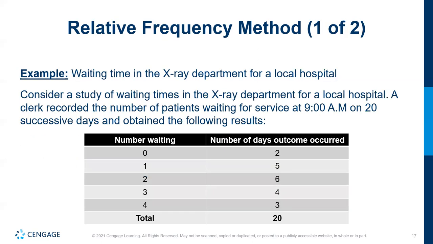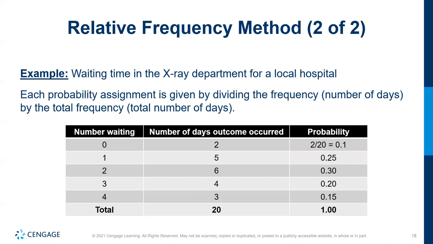Okay. The relative frequency method. So here's the waiting time in the x-ray department for a local hospital. They do a study, and they notice that for 2 days during the 20-day study, 0 people were waiting. For 5 days during the study, 1 person was waiting, etc. So now they would make some estimate saying, okay, well, 2 out of 20. So there's about a 10% probability that you'll have no wait time, 25% that you'll have one person waiting, et cetera. So with relative frequency, we're just looking at past experience, or we might set up an experiment and observe what happens there. Same thing. Okay. So those first two are the most common that we'll be using in business.